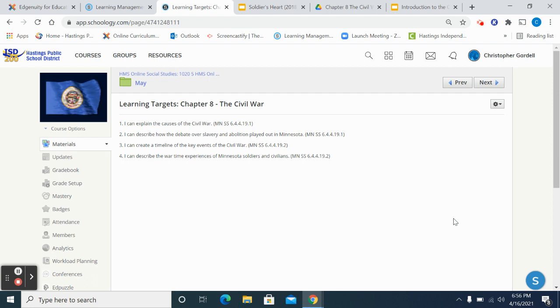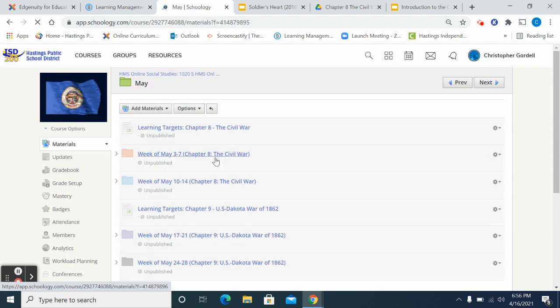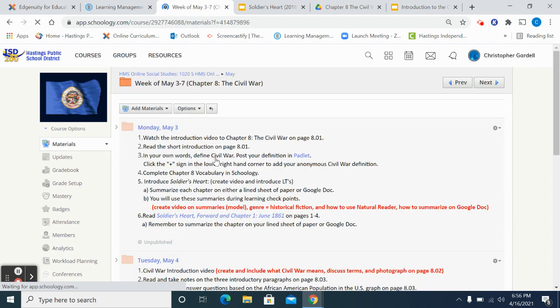Remember, we are a state in 1861, although we're only 3 years old, we still are a state. And with regards to the Minnesota soldiers, we're going to focus on one starting today. His name is Charlie Goddard. All right, let's go back into our main folder, specifically into today's learning activities.